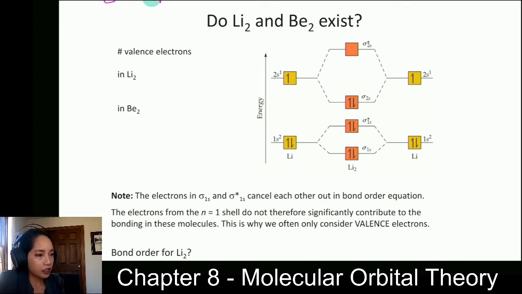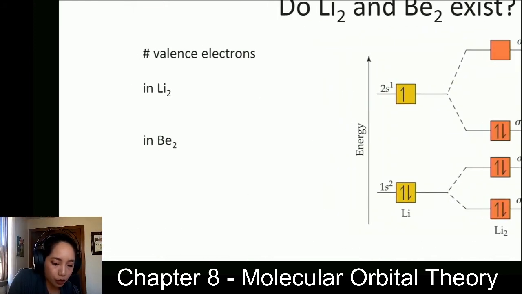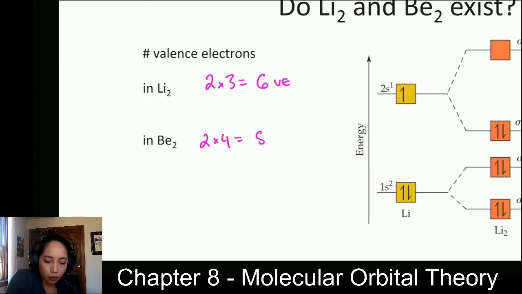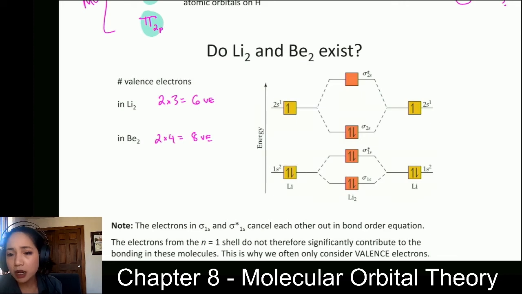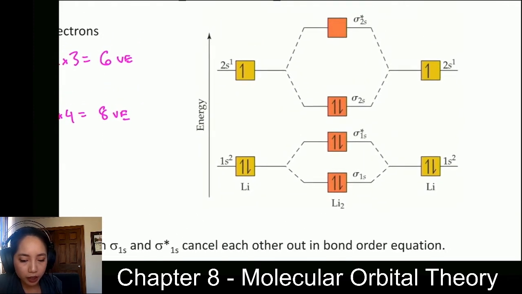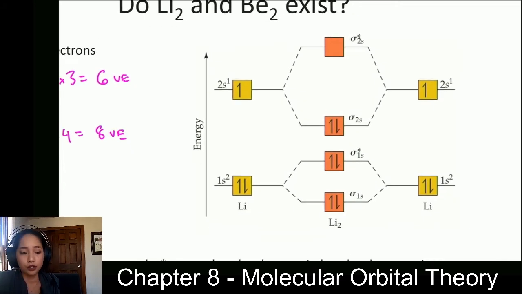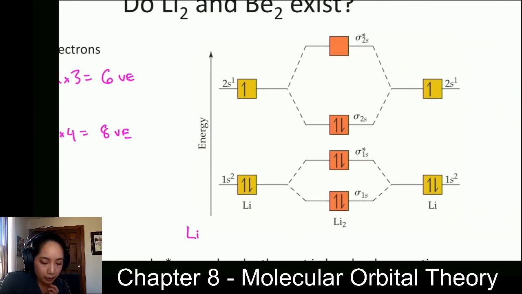Let's first take inventory of all of the electrons in lithium and beryllium. Lithium has 3 electrons, so in diatomic lithium, because there are 2 lithium atoms, it's 2 times 3, a total of 6 electrons. In beryllium, because it's element number 4, it's 2 times 4, so there's a total of 8 electrons. We're just taking inventory because their MO diagrams will look the same, just with a different number of electrons. So let's look at the MO diagram for lithium. A lithium atom is 1s2, 2s1.